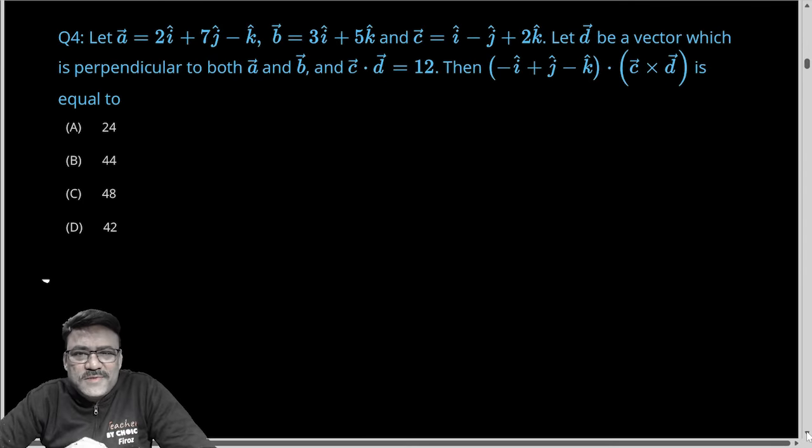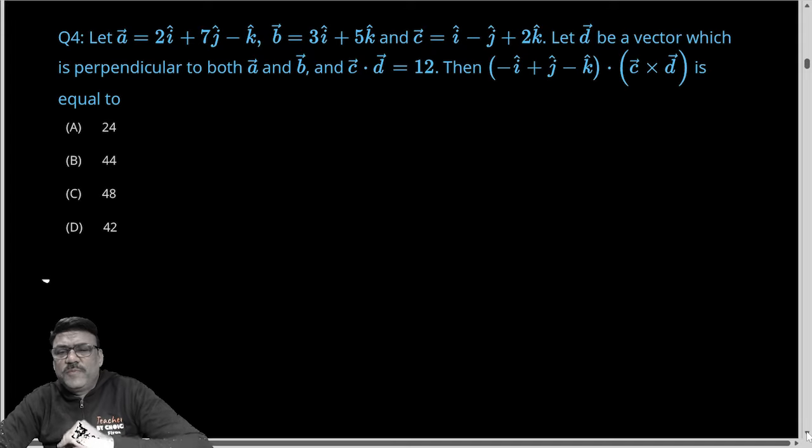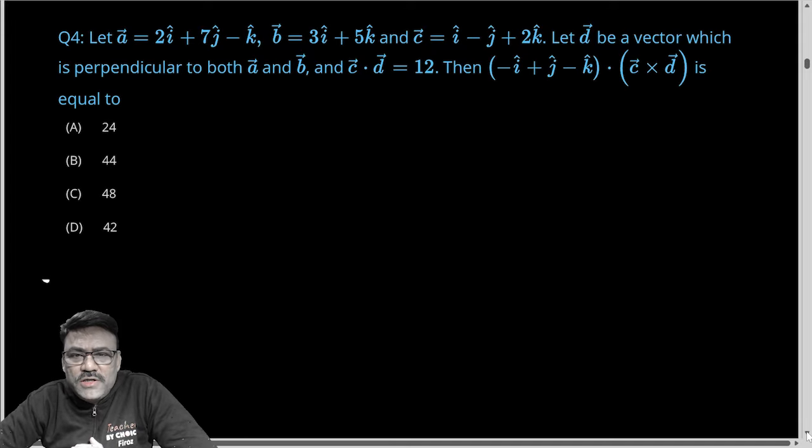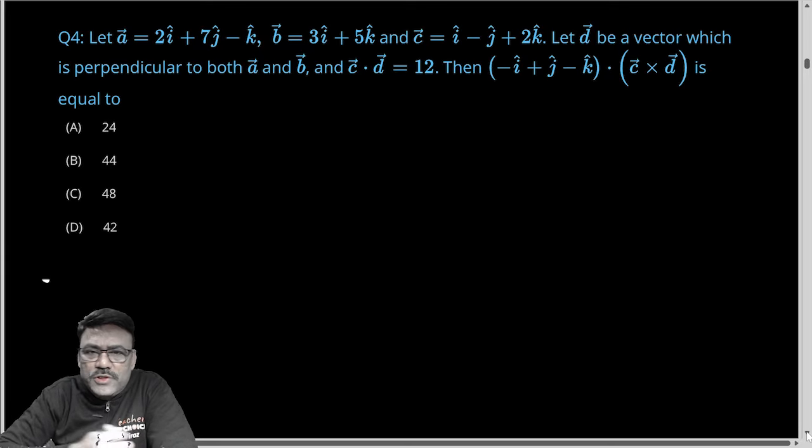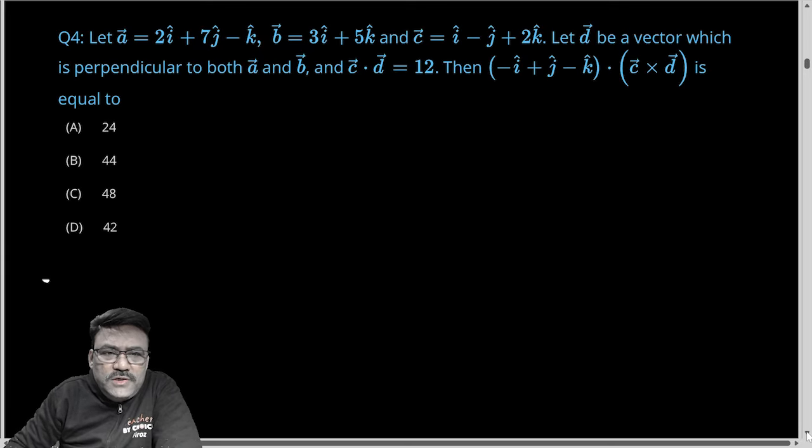Okay, let's see this question now. This is from vectors. And you are given 3 vectors here, A, B, C. D is another vector, the fourth vector, which is perpendicular to both A and B, right? So since D is perpendicular to both A and B, I can assume that D must be lambda times A cross B. A cross B is the vector which is perpendicular to both A and B. So first I need to find the vector A cross B.